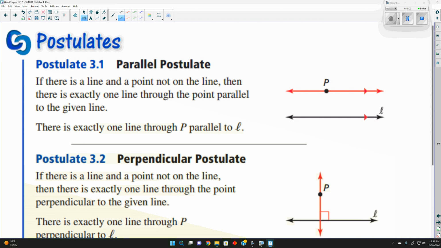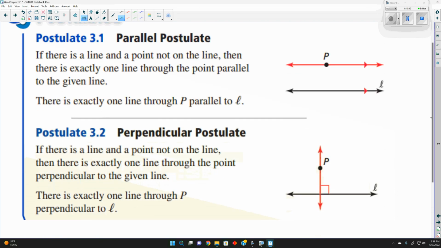Now the parallel postulate: if there is a line and a point not on the line, then there is exactly one line through the point parallel to the given line. That's our parallel postulate. Our perpendicular postulate: if there's a line and a point not on the line, then there's exactly one line through the point that is perpendicular to the given line. That's just by definition.